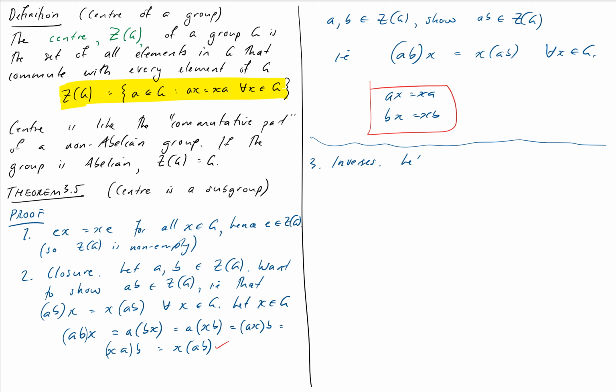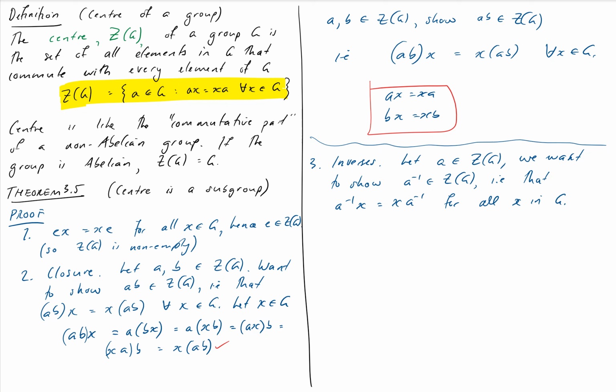So we're going to say let A be a member of the center. We want to show that A inverse is a member of the center also, which means A inverse X equals X, A inverse for all X in G.